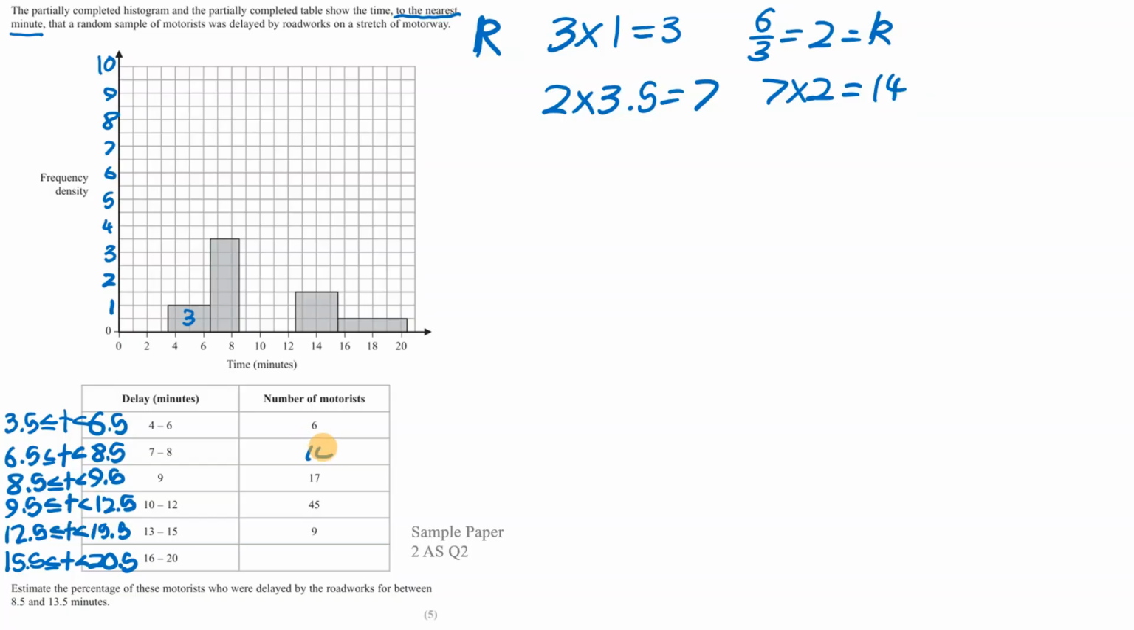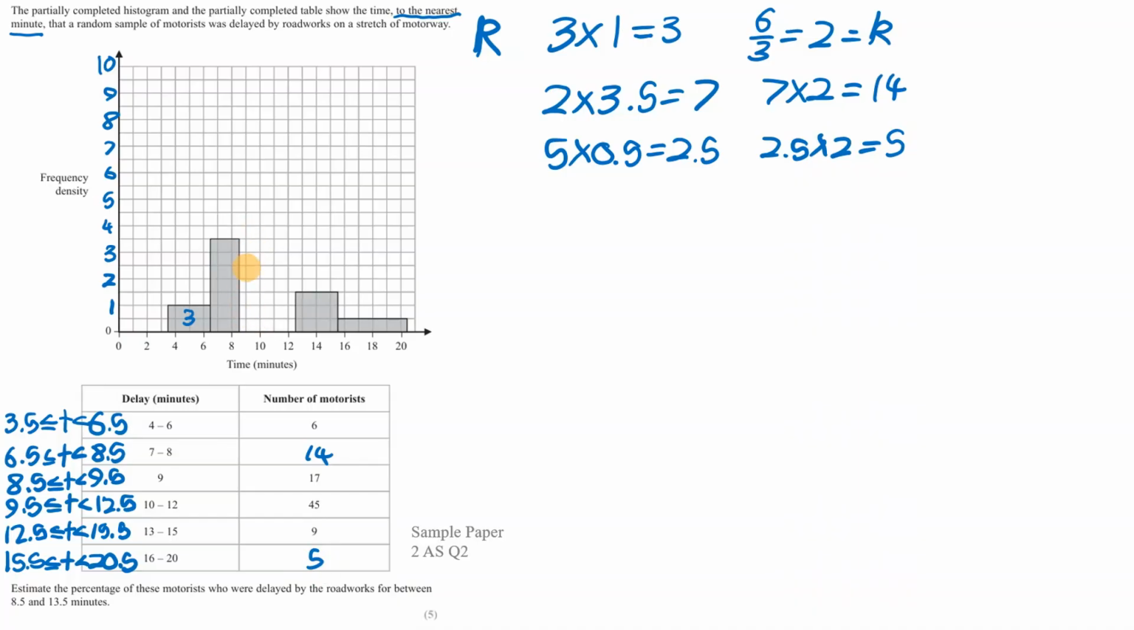So the frequency here is 14, and then to get the 16 to 20 here, it starts at 15.5 and ends at 20.5. So the width is going to be 5. This is multiplied by the height, and you can see this comes up to 0.5, and 5 times 0.5 is 2.5, and then 2.5 times 2 is equal to 5. So the frequency is 5.